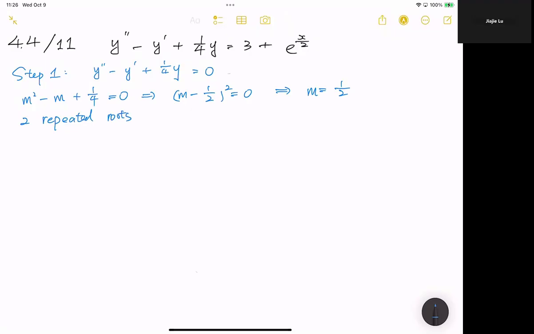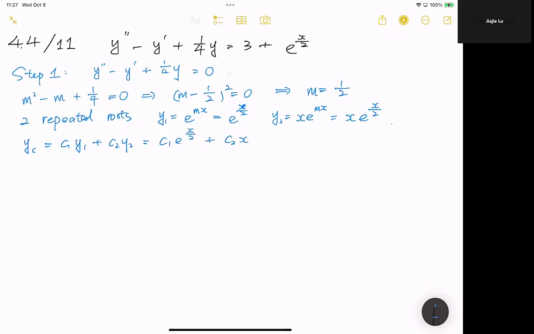If you have 2 repeated roots, then based on the formula, you can construct your y1, y2 in a way like y1 equals to e raised to power mx, and here your m equals to a half, so it's e to x over 2. And then your y2 equals to an extra x in front of your exponential, and that is x e to x over 2. Okay, and then your complementary solution is just c1y1 plus c2y2. That is c1 e to x over 2 plus c2x e to x over 2.